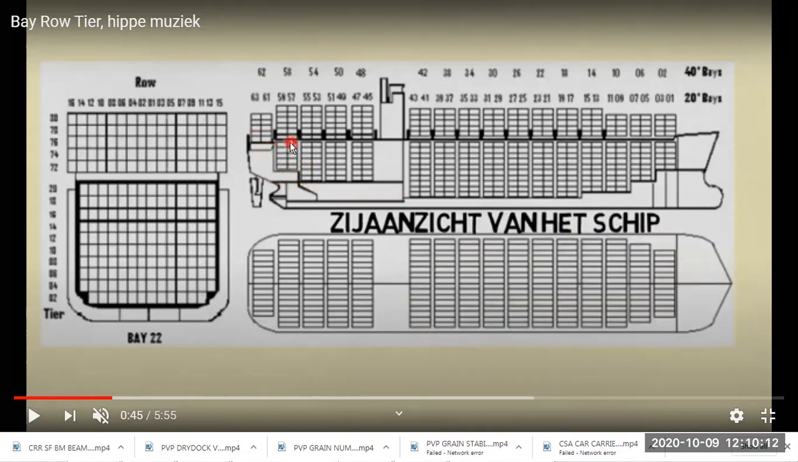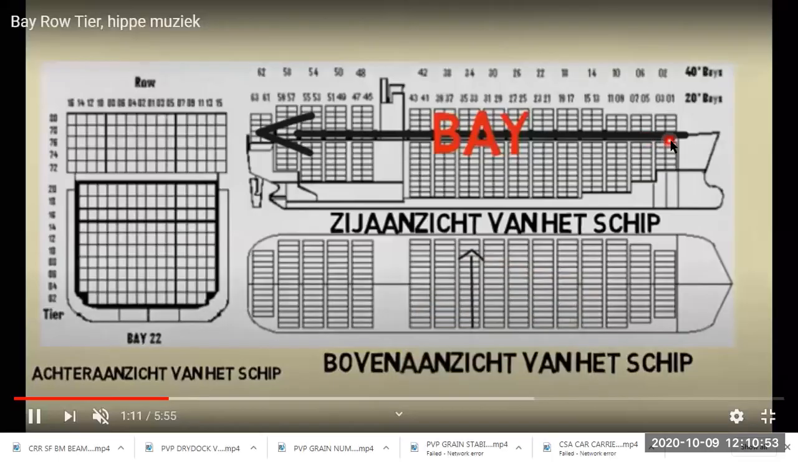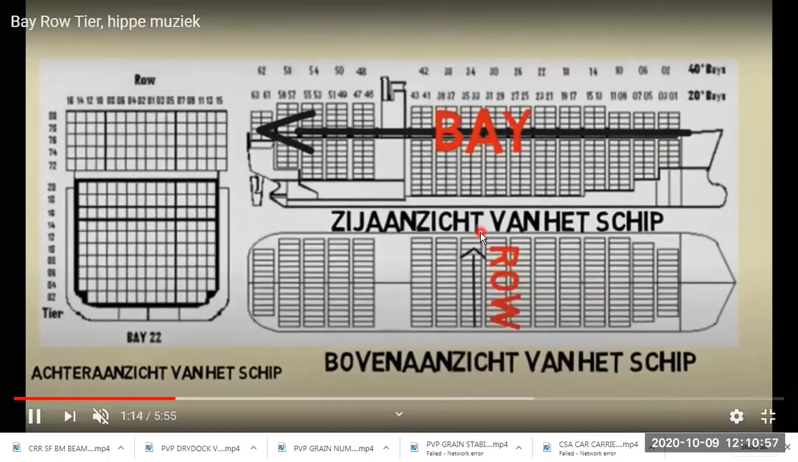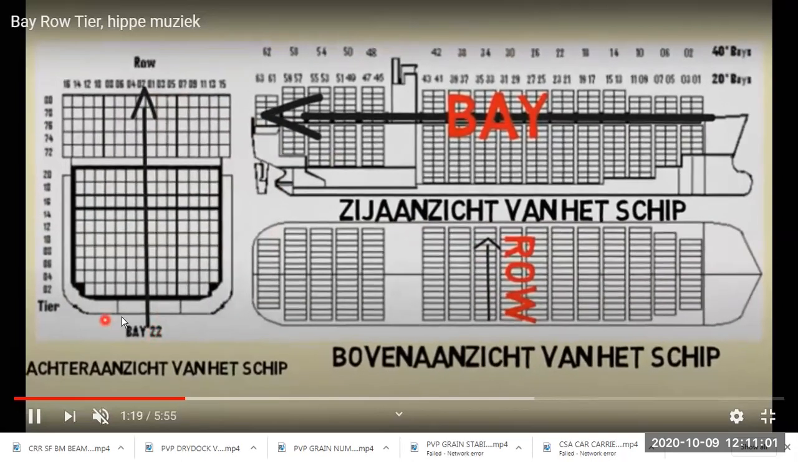So anything above deck will be 82. You can see 82, 84, 86, like that. So these are the markings of the bay from forward to aft, and then rows from center line to port and starboard, and tier from bottom to top.